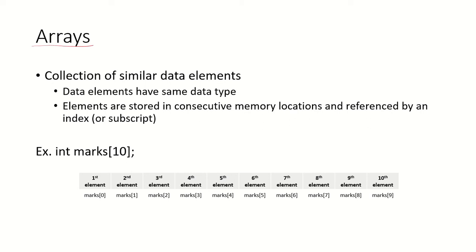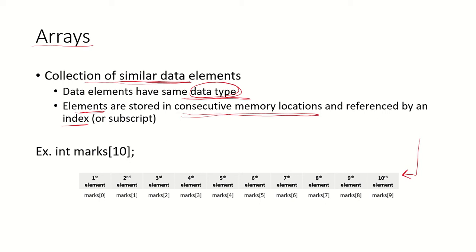So to begin with an introduction, an array is a collection of similar data elements. That means the data elements have the same data type. So all the elements in an array would either be integers, or they will all be characters, or they will all be floats, or they can be structures. Also, the elements are stored in consecutive memory locations, and each memory location can be referenced by an index.